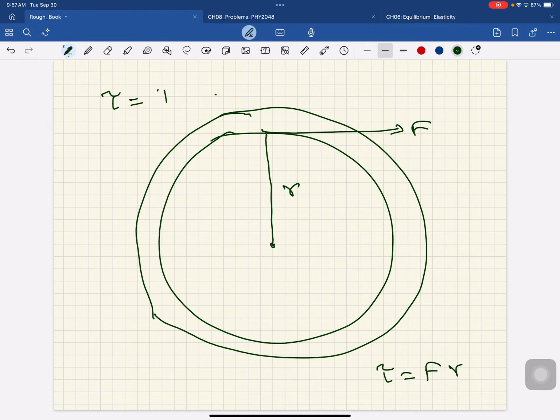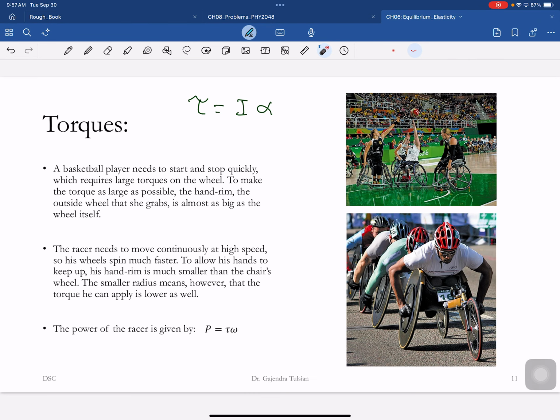So if the torque is large, then alpha will be large. For these people, the place where you hold on to the metal rim to apply force is large. For the racers, you see that the metal rim where they're holding on and applying force is smaller.